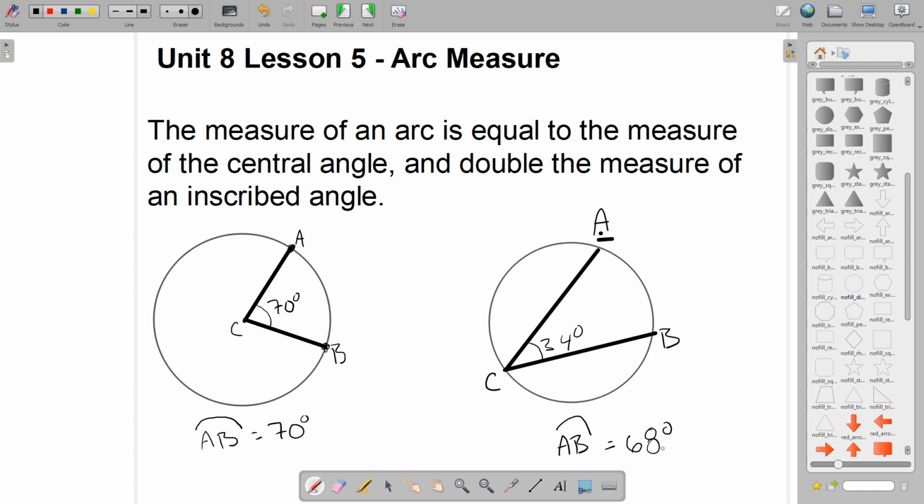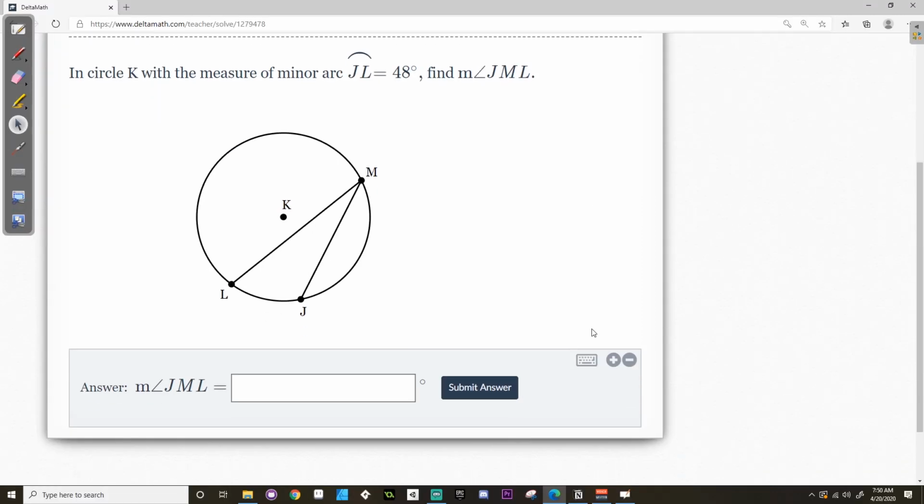Okay, let's take a look at your Delta Math assignment for the week. Okay, so here we are. We have circle K with the measure of minor arc JL being 48 degrees. It's asking you to find the measure of angle JML. So the first thing you should do is decide, is the angle a central angle, meaning coming from the center of the circle, or is it an inscribed angle, meaning coming from another point on the circle?